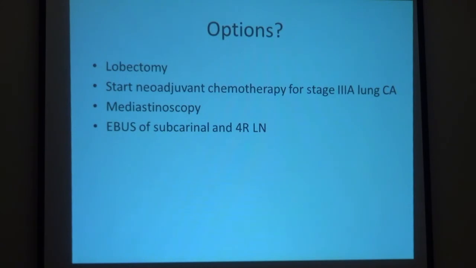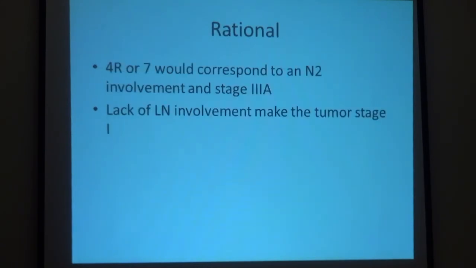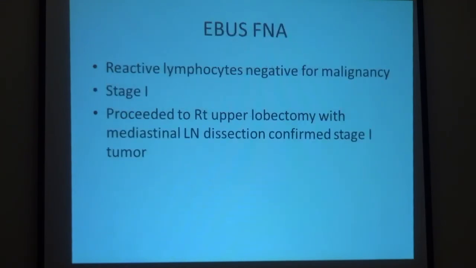So here you can do either EBUS or mediastinoscopy. 4R or 7 correspond to N2 involvement, 3A. Lack of lymph node involvement makes the tumor stage 1. So you really need to differentiate, and you can't believe the PET 100% of the time. You can only believe it 85% of the time.